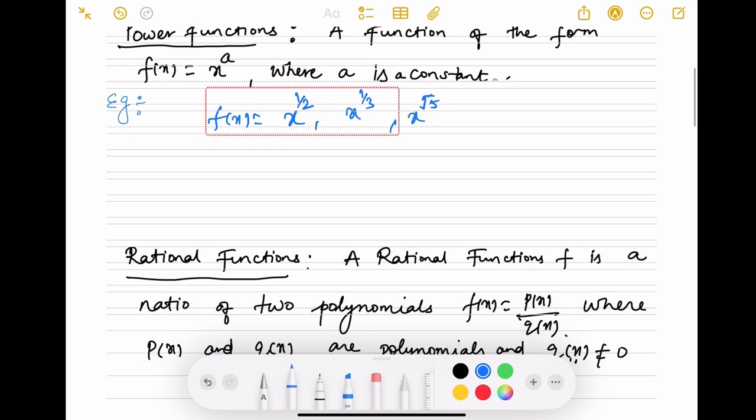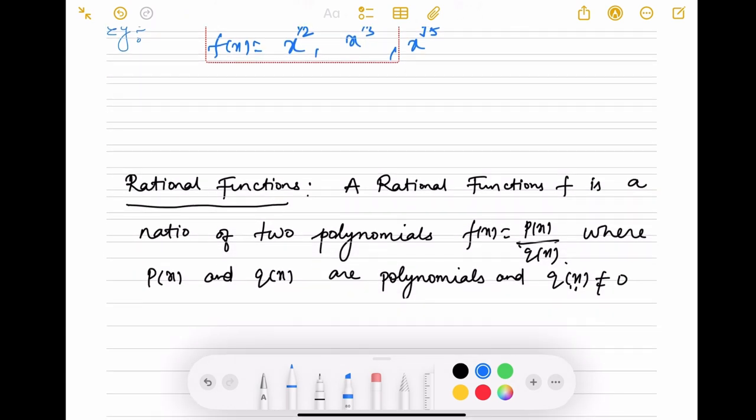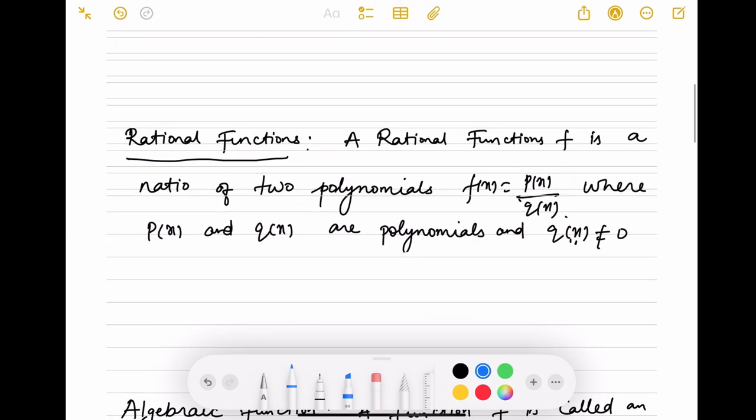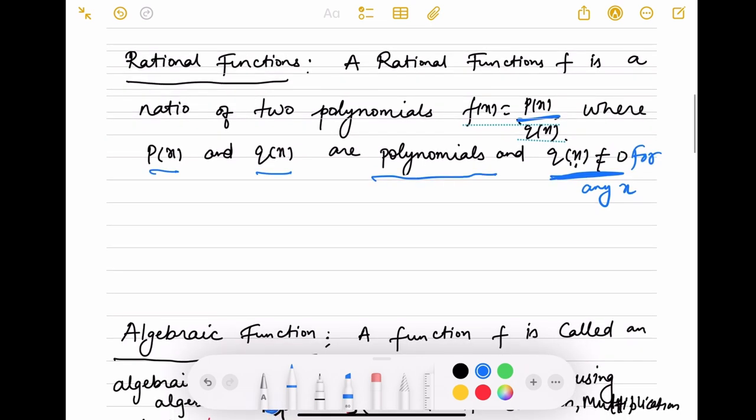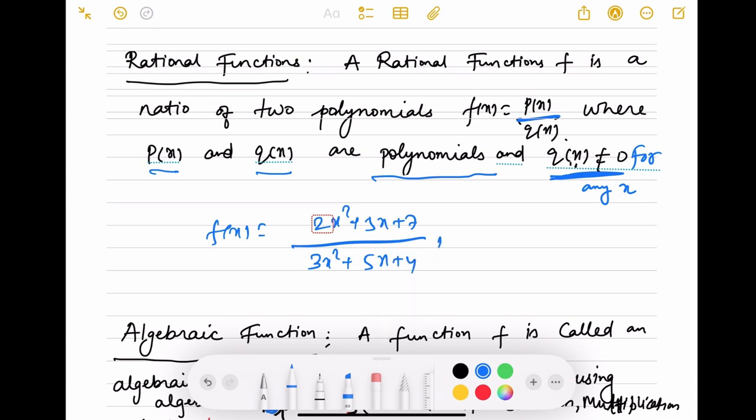Okay, the next function is the rational function. A rational function f is a ratio of two polynomials, f(x) = p(x) divided by q(x), where p(x) and q(x) are polynomials and q(x) does not equal 0 for any x. Like f(x) = (2x^2 + 5x + 7) divided by (3x^2 + 5x + 4), provided 3x^2 + 5x + 4 does not equal 0.